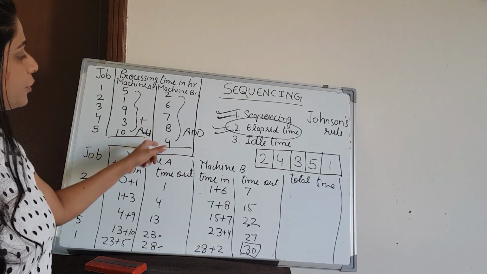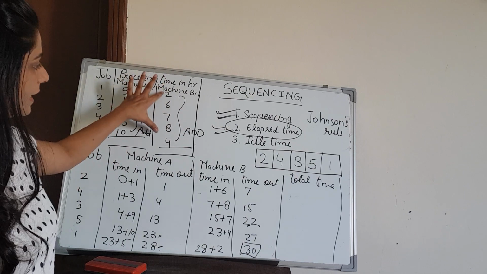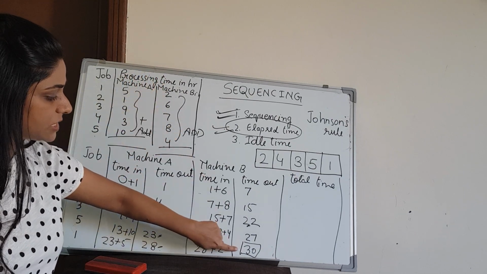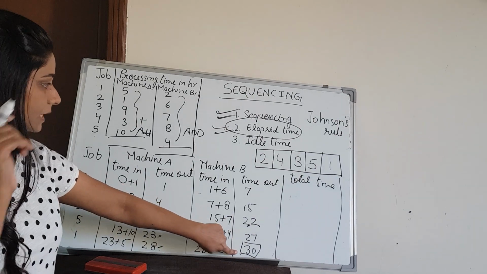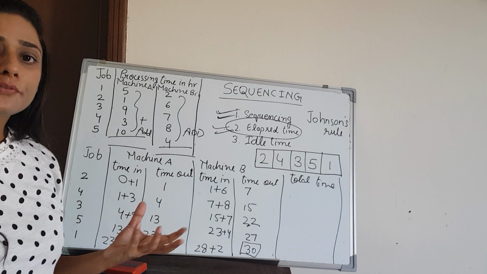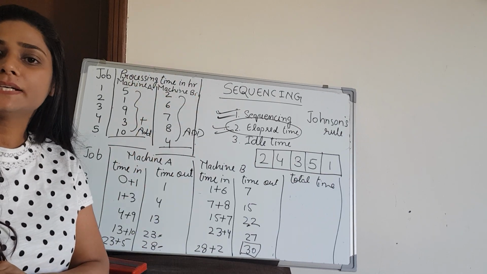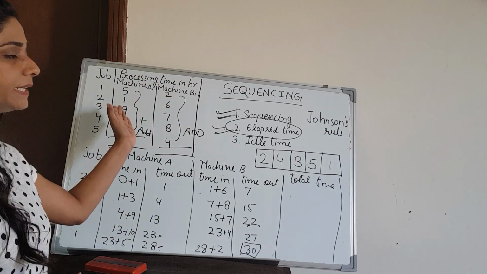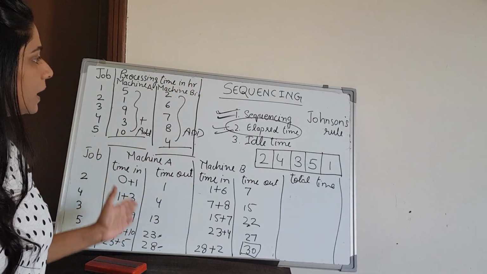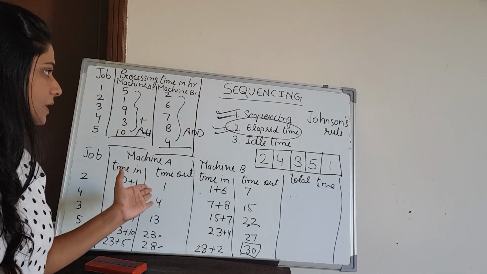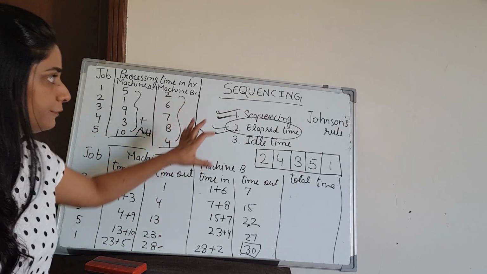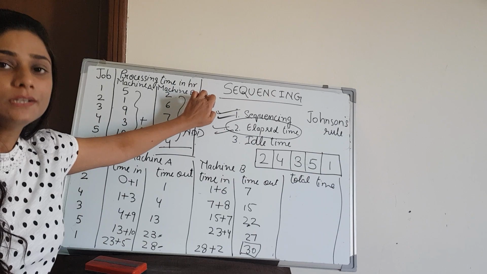Suppose idle time for machine B. So we will add this time and subtract it from the elapsed time. That will be the idle time for machine B. Suppose for the whole system we need to calculate idle time, we will just add the idle time of machine A and the idle time of machine B. So these types of questions come in the exam, and this was my lecture 1 for the sequencing chapter.